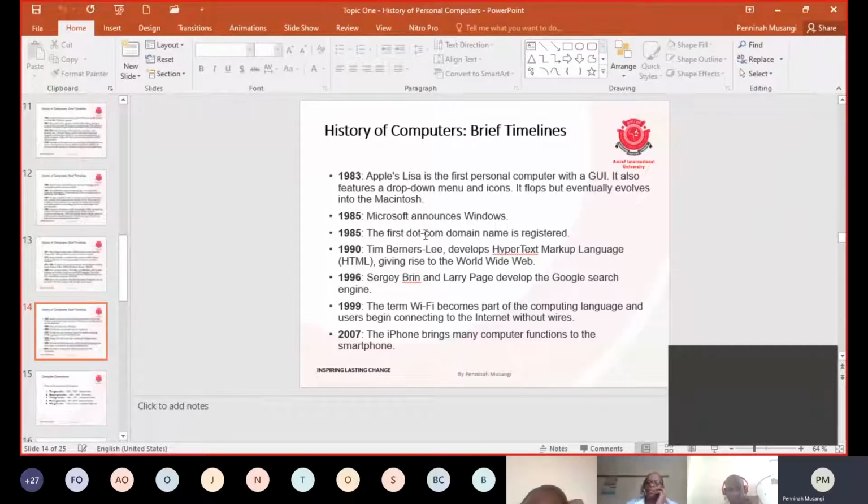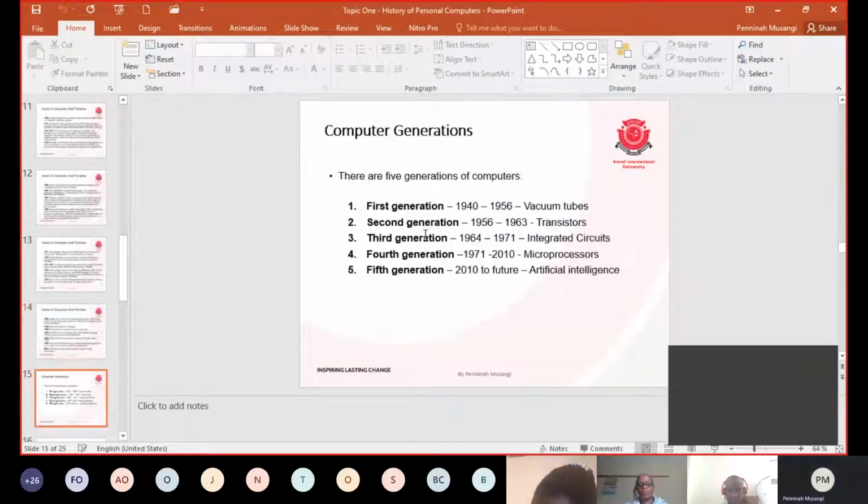I know some of you are using your phones, smartphones, to connect to these. I'm using my laptop and other people are using their laptops. So see, that shows that what a computer can do, a smartphone can do. And this started in the year 2007 when the iPhone brought computer functions to the smartphone.